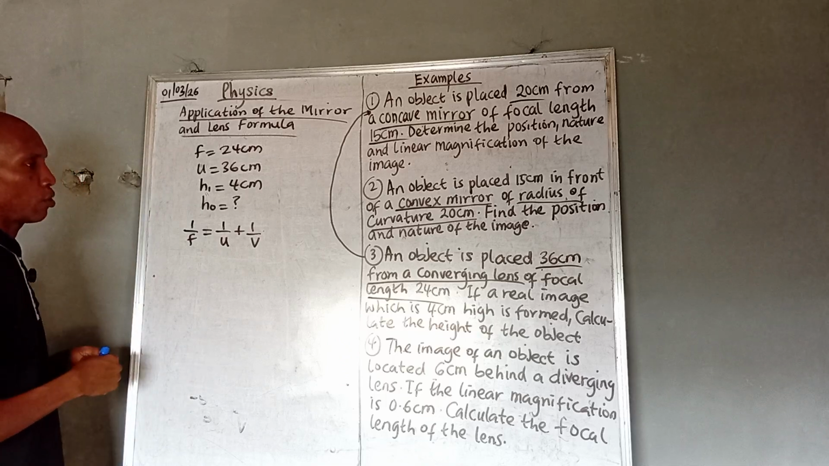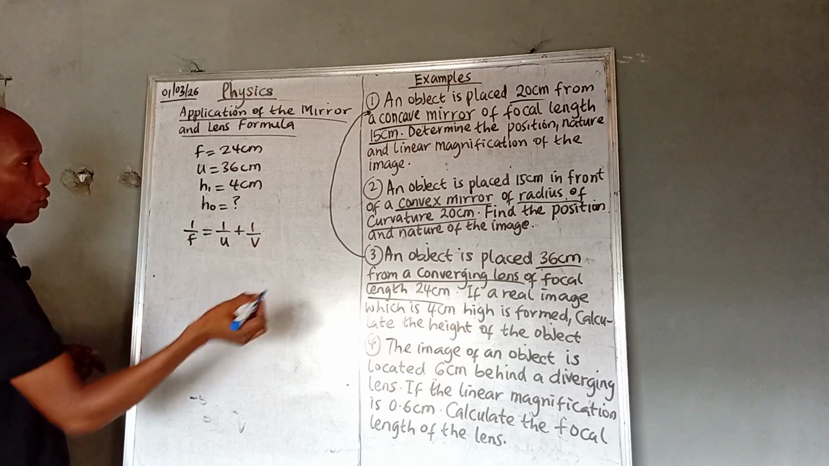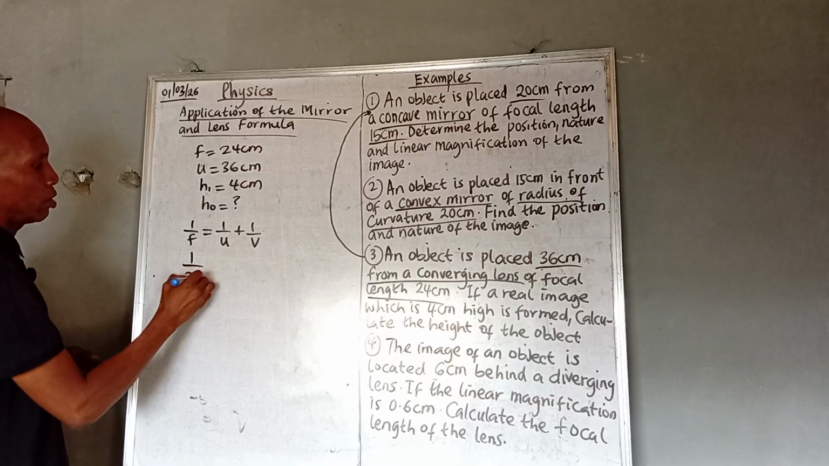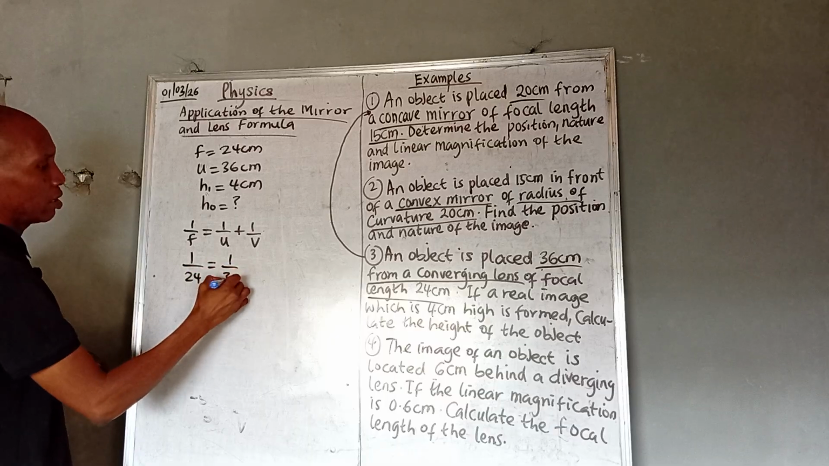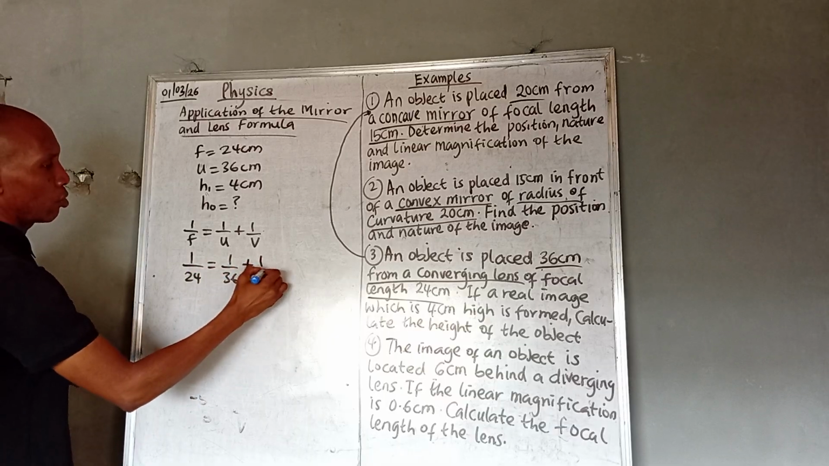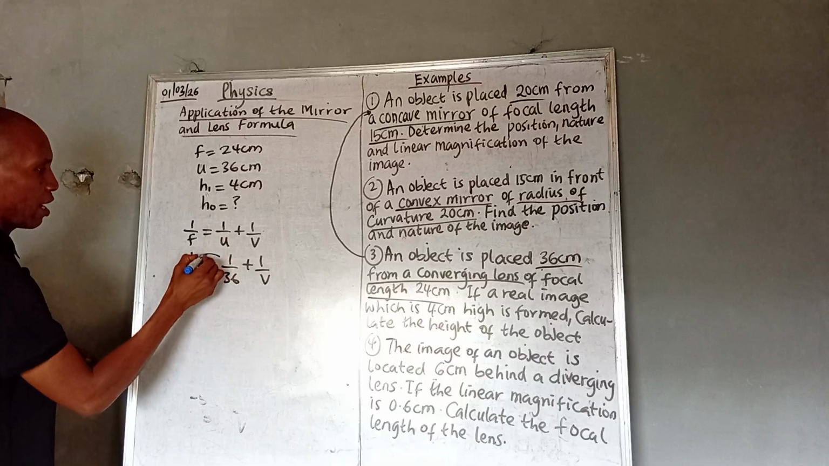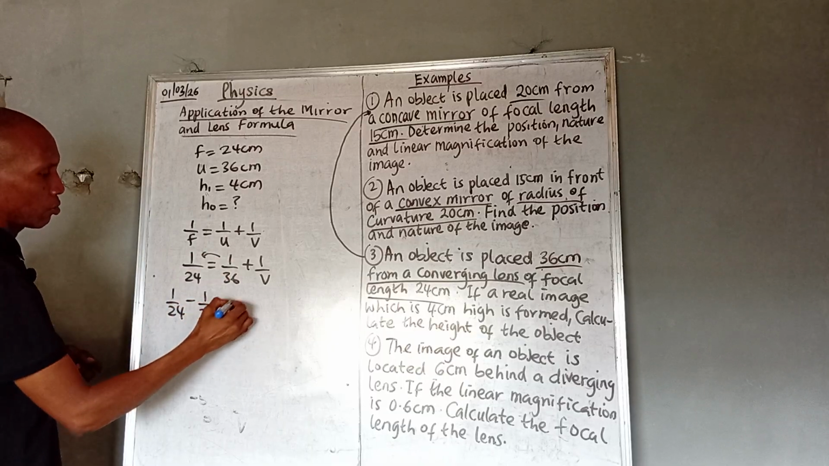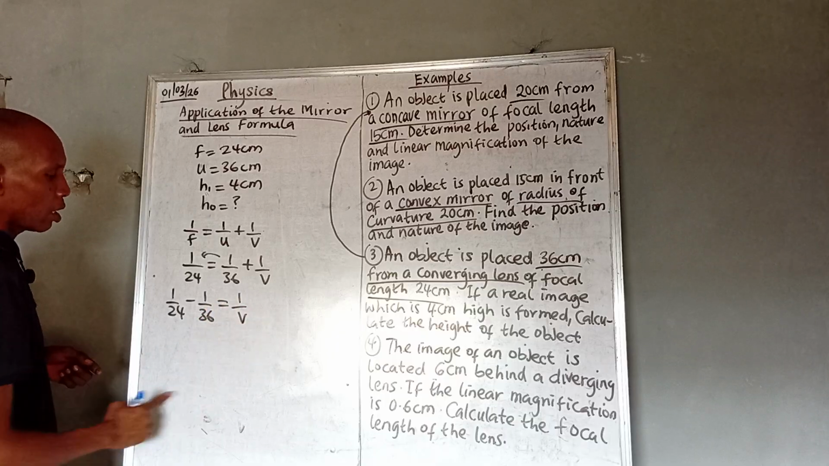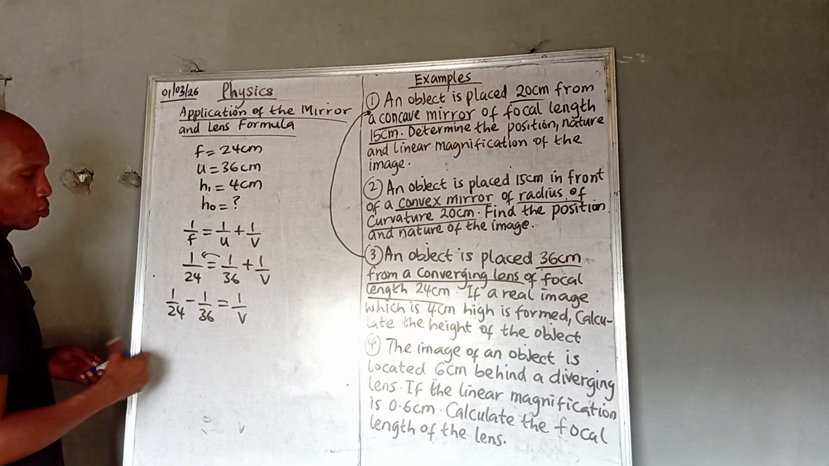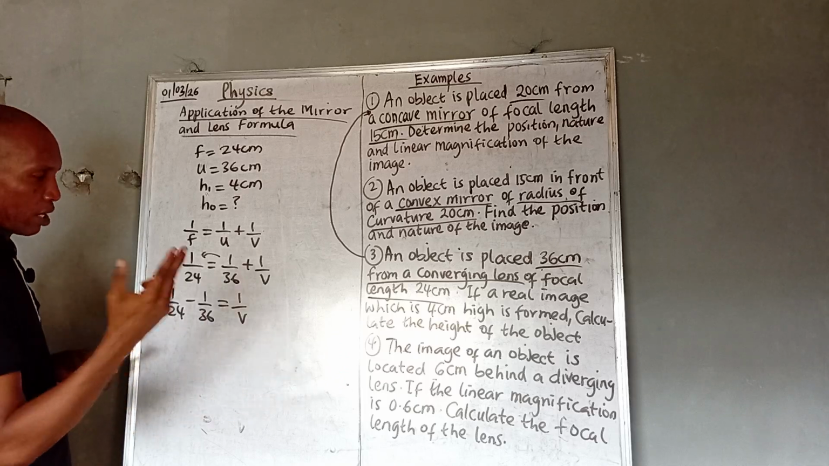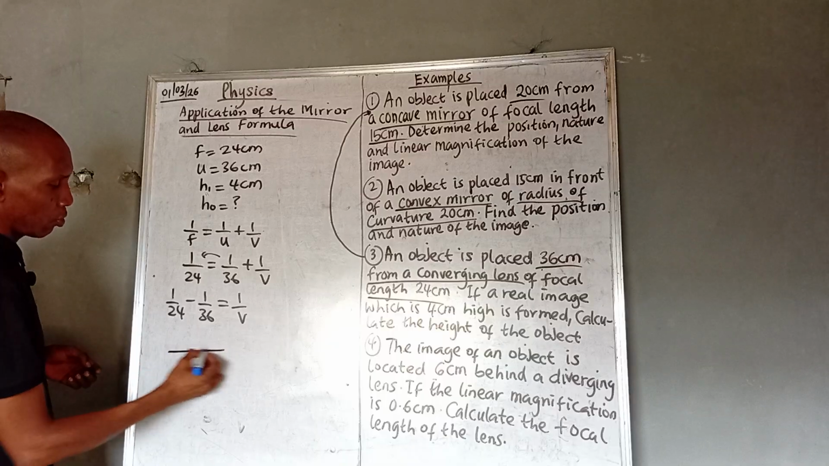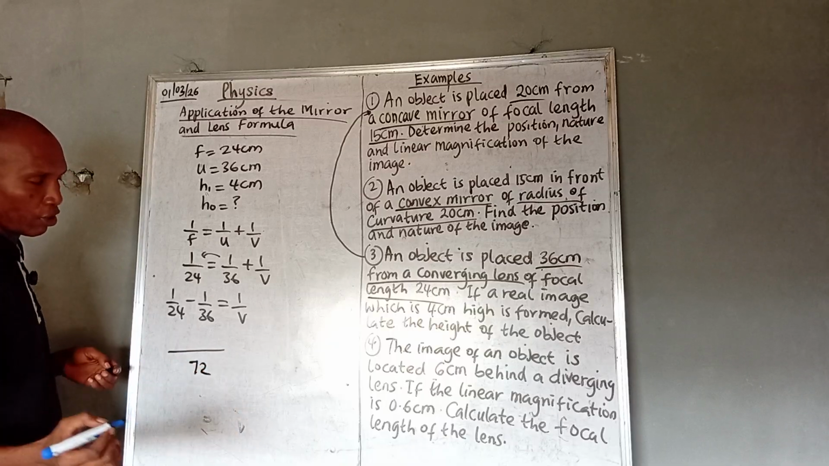Now 1 over f is equal to 1 over u plus 1 all over v. The focal length remains positive because it's a converging lens. So 1 over 24 is equals to 1 over 36 plus 1 all over v. So we collect like terms. 1 over 24 minus 1 over 36 is equals to 1 all over v. Then what is the LCM of 24 and 36? Don't forget, when subtracting or adding fractions, you just have to look for LCM. So the LCM of 24 and 36 is 72. You can try it yourself.